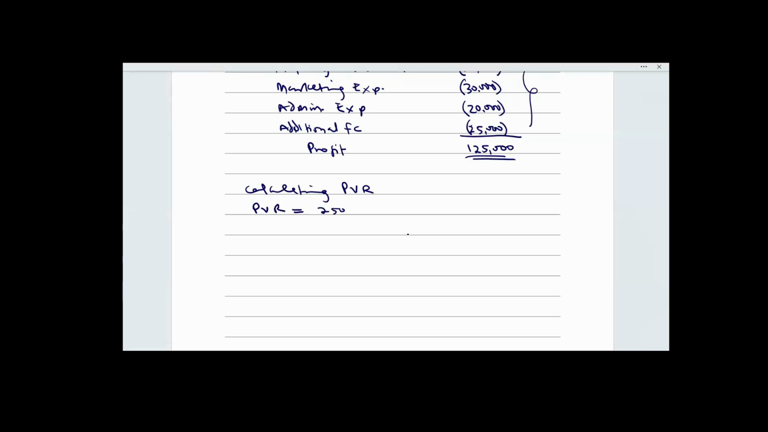The revised PVR will then be equal to the new total contribution of 250,000 divided by sales of 1 million naira. So what do you have there? 250,000 divided by 1 million naira is 0.25, or 25%. So that's that.